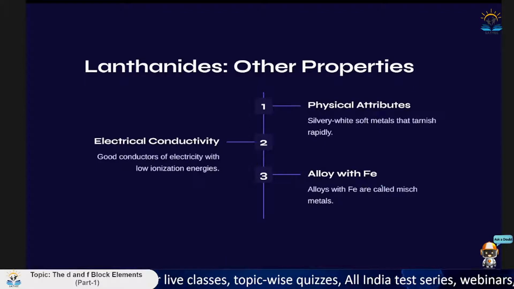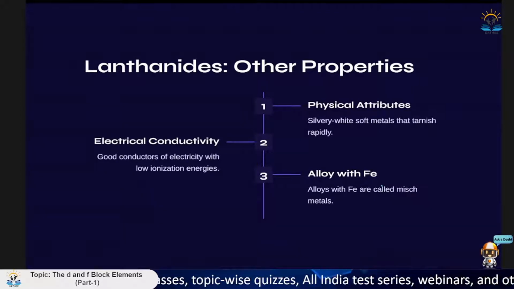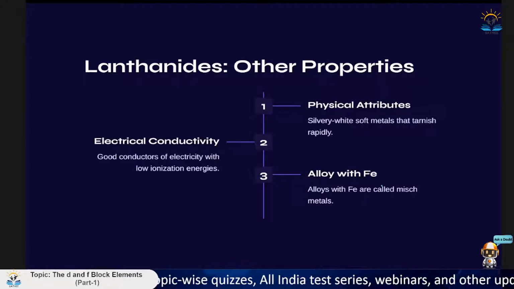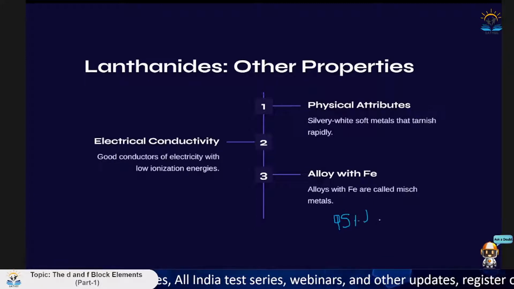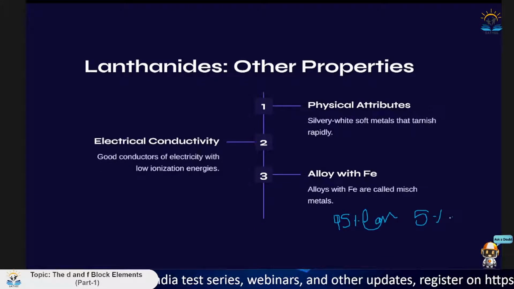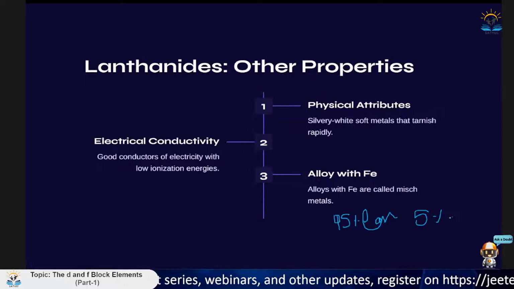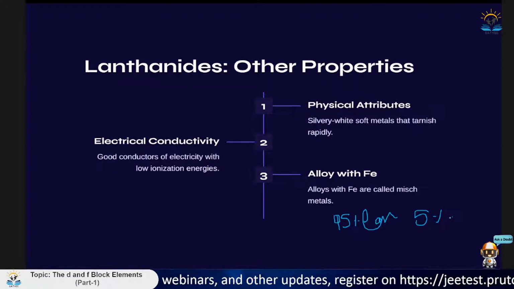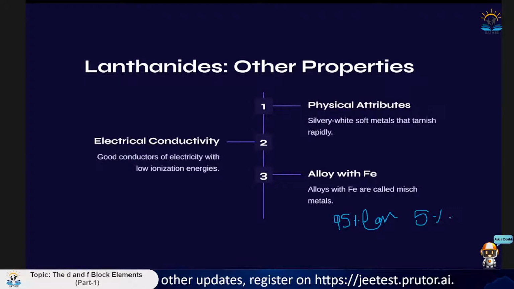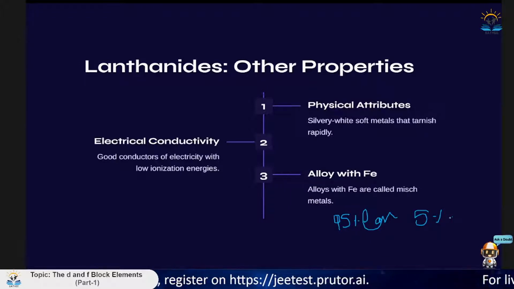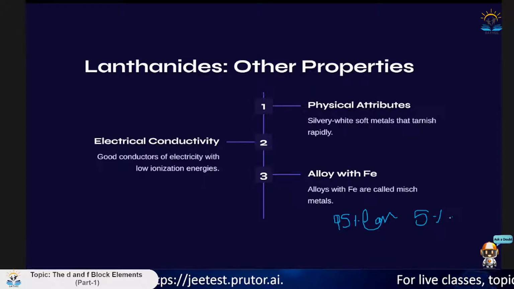And here is the thing: misch metal is 95% lanthanoids and 5% iron. Even though 95% of it is lanthanoid, it forms this alloy with iron that is known as misch metal. Now this can be a composition of a lot of things like cerium, lanthanum, or even neodymium.